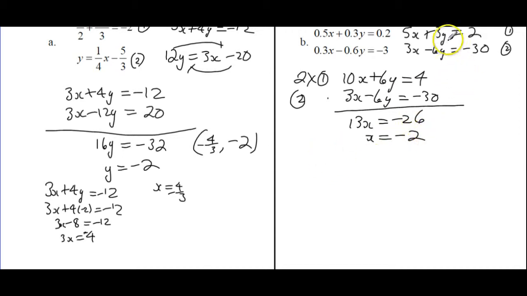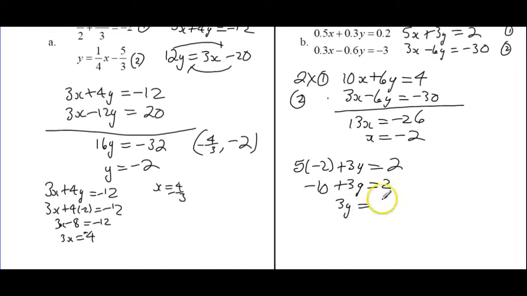And again, to solve, let's go back to 1 of 1 or 2 because again, we're just going to check anyway. So 5 times negative 2 plus 3y equals 2. Negative 10 plus 3y equals 2. 3y, let's see if I can do this right. So I say the answer is negative 2, 4.